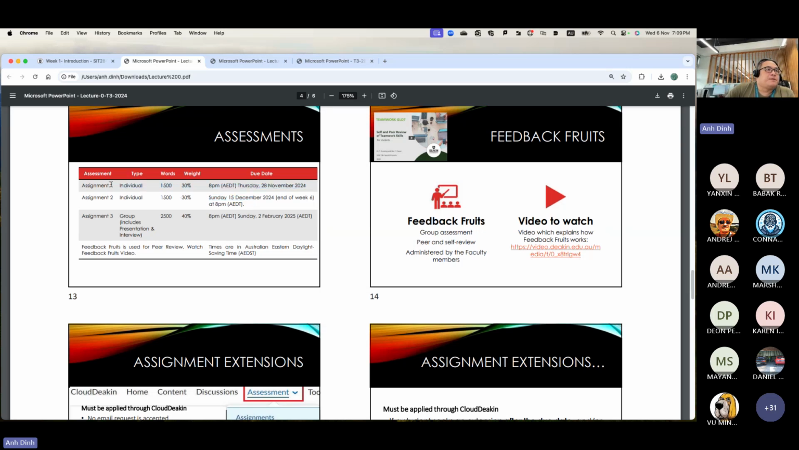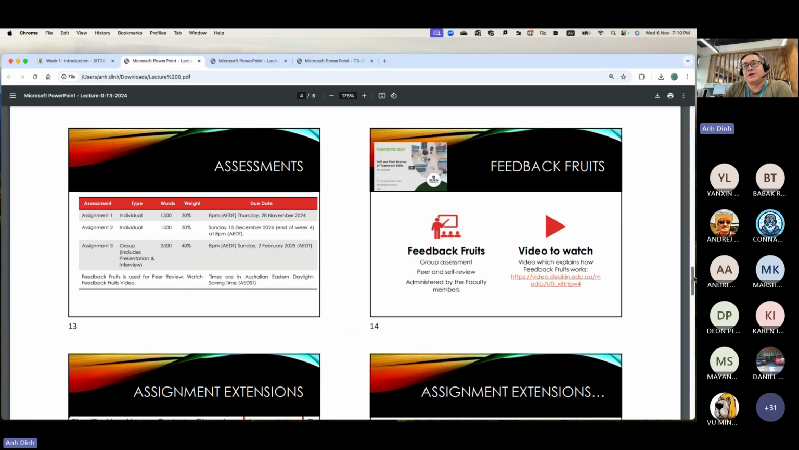The first two assignments count for 60% of the grade, and assignment 3 is a group assignment. As I mentioned earlier, it's a very good idea to form the group as early as you can by getting to know your peers through workshops like this. This group assignment accounts for 40%, and we use Feedback Fruits for peer review. So it's very important to demonstrate the ability to be a team player, because the peers' feedback may influence your final grade for this assignment too. There's a video to watch about Feedback Fruits.